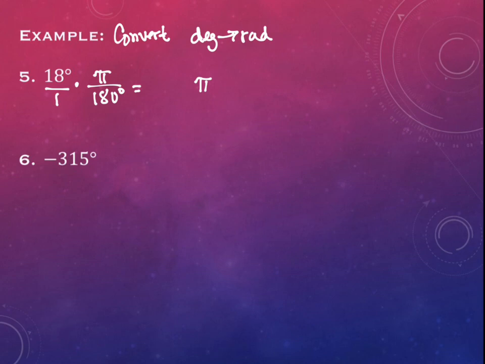If it's one where you notice something simplifies very nicely, then you're welcome to do that. If you don't see something simplifying nicely, you're welcome to reduce it with your calculator. I don't care. This one's probably pretty straightforward. 18 and 180 both divide by what? They both divide by 18. If I divide this 18 by 18, I get 1. And if I divide 180 by 18, I get 10, right? So this ends up being pi over 10.